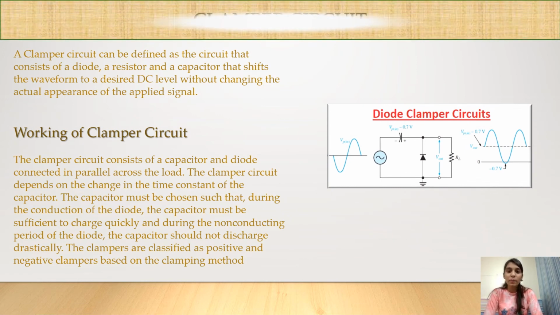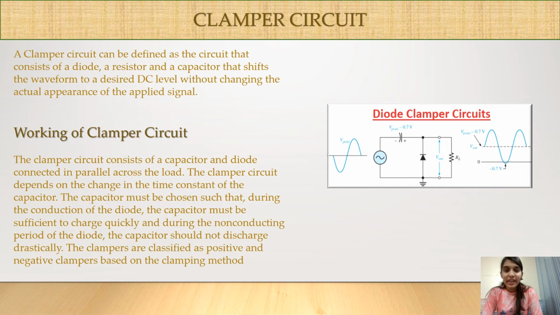Now the next topic is, what is a clamper circuit? Basically, a clamper circuit consists of a diode, a resistor, and a capacitor that shifts the waveform to a desired DC level without changing the actual signal applied.